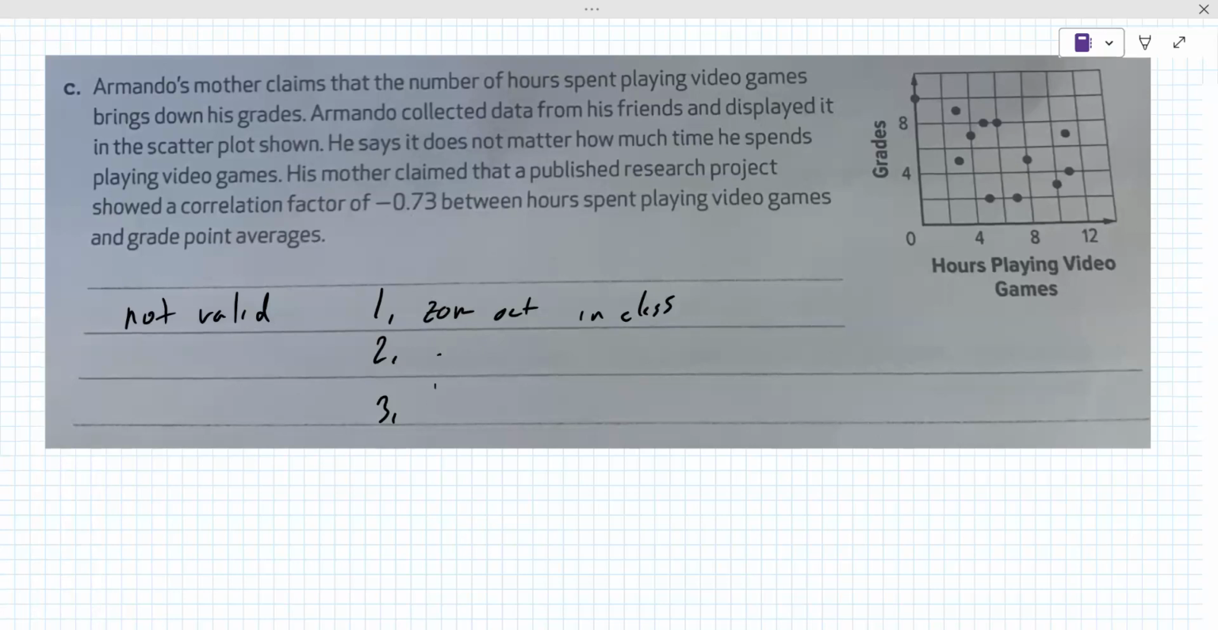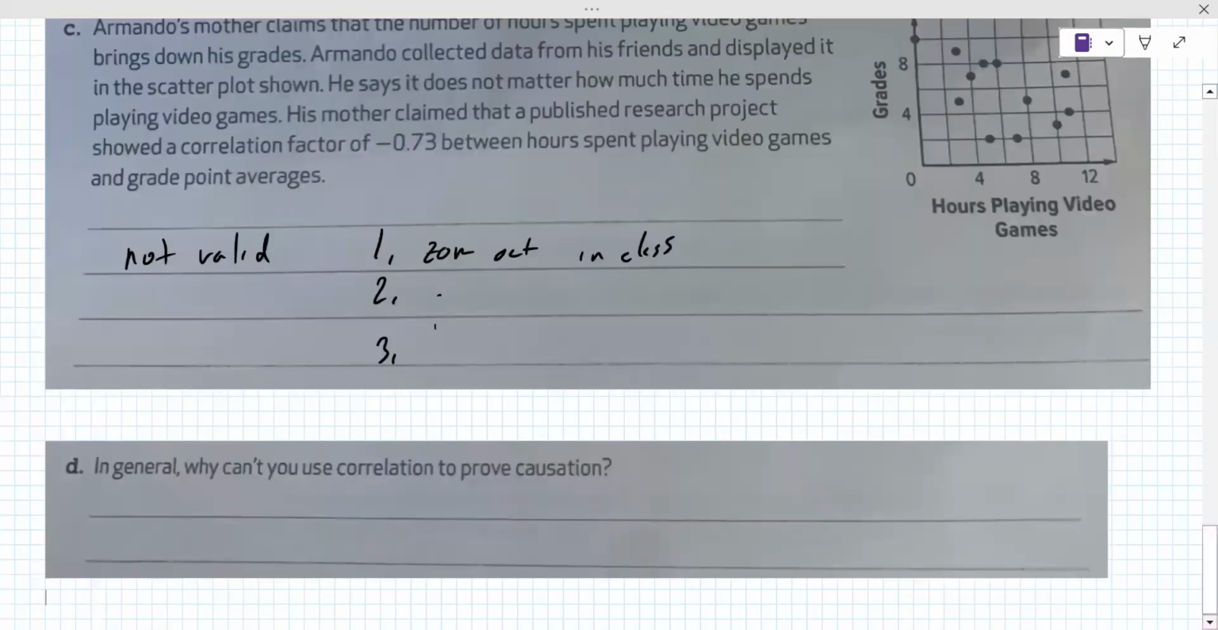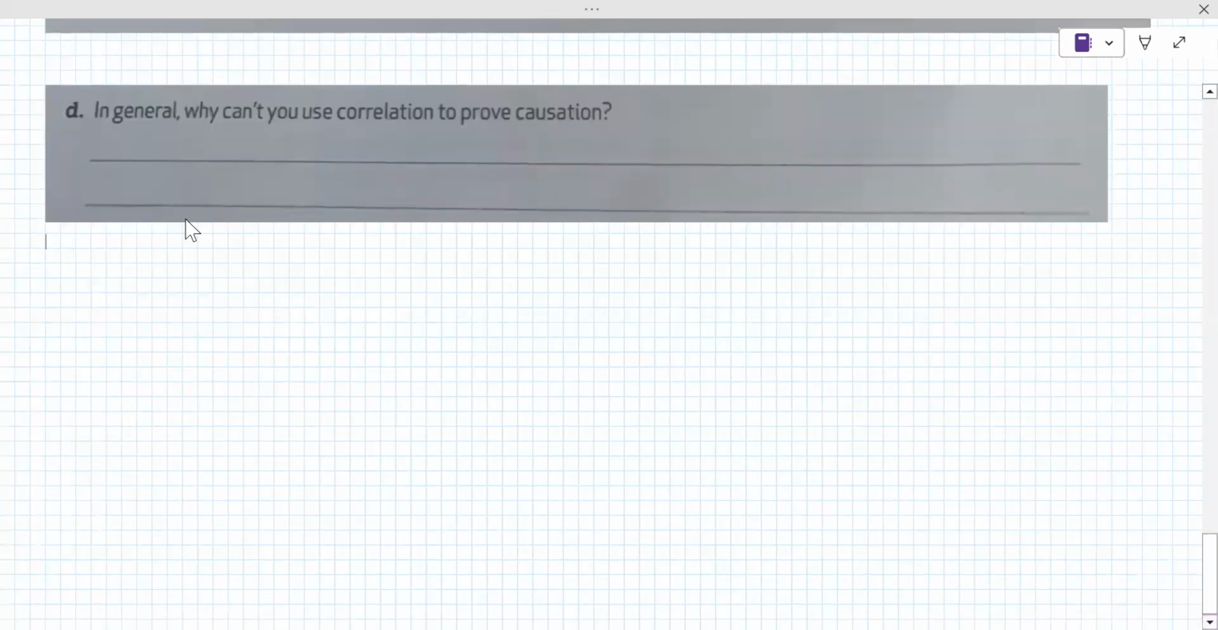But notice they're trying to make a point here. They're trying to make this point that if you just stop playing video games, your grade would go up. And that's not true, because you might spend that time that you were playing video games doing something else besides studying. So that's not necessarily a good thing here. And that leads to this question, which is, why can't you use correlation to prove causation? It's because of what I said earlier about confounding variables.